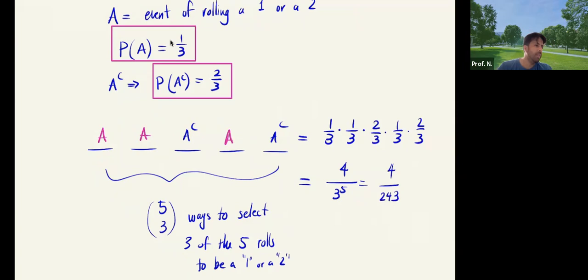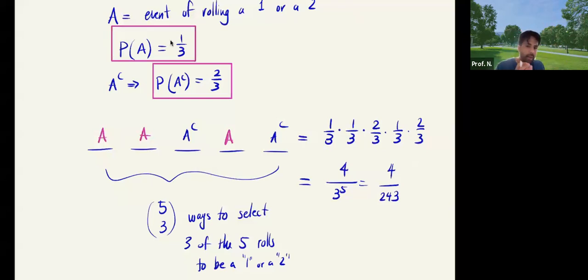I know you say combination means order doesn't matter, but we care about the order, right? But think about what I'm counting. I'm counting how many ways to select these to be A's. So how many ways are there? I just want to find how many ways I can get 3 of the 5. I want to select 3 of the 5.